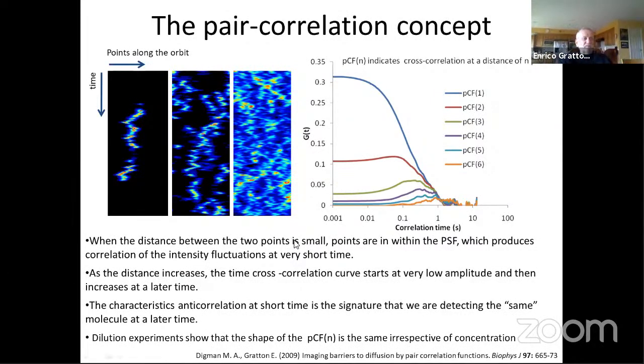So when the distance between the 2 points is small, the points are within the same volume of illumination, which produces a correlation of intensity at a very short time. But when the distance increases, I will have a correlation only if the same particle is found with a certain delay at a different pixel.